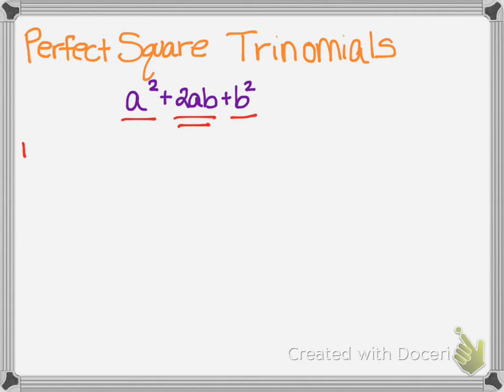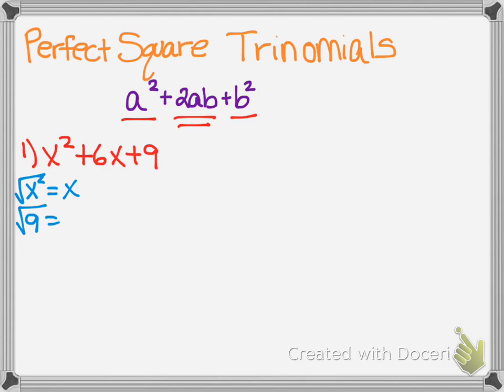So, for instance, if we had x squared plus 6x plus 9, well, x squared is a perfect square, and 9 is a perfect square. So, we're good so far. Then, if we take the square root of x squared, we get x, and the square root of 9, we get 3. So, using this middle term here, 2 times x times 3 gives us 6x, which is what we have. So we know that we have a perfect square trinomial.